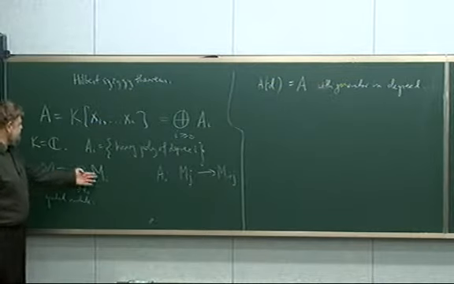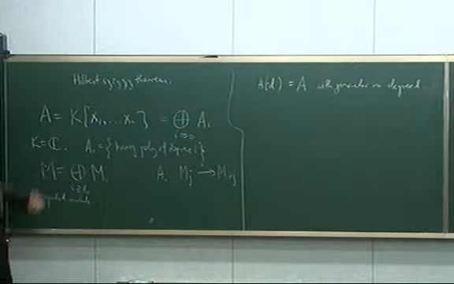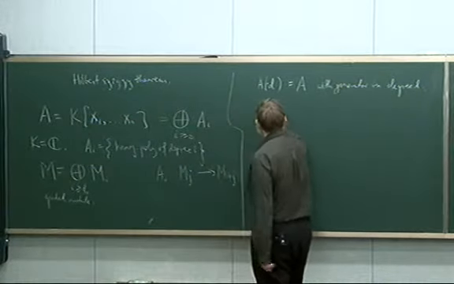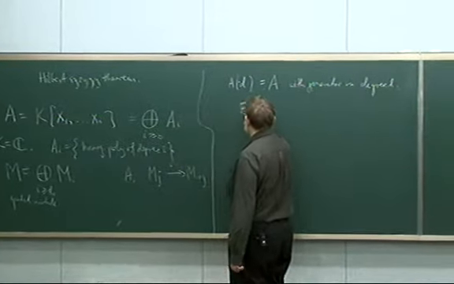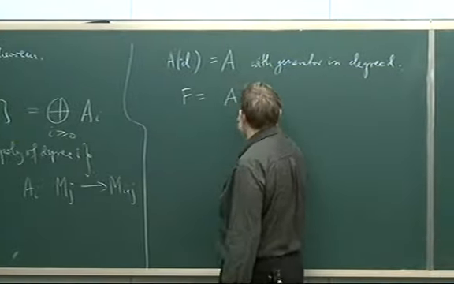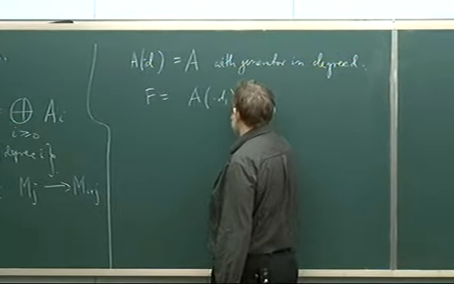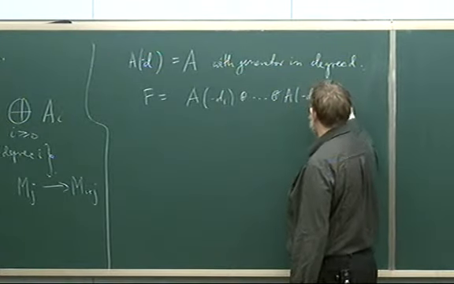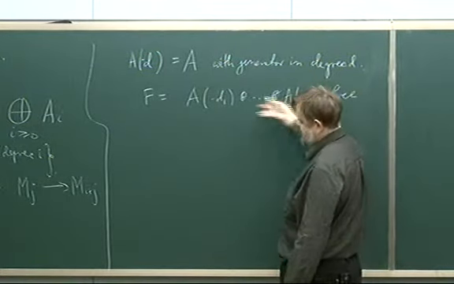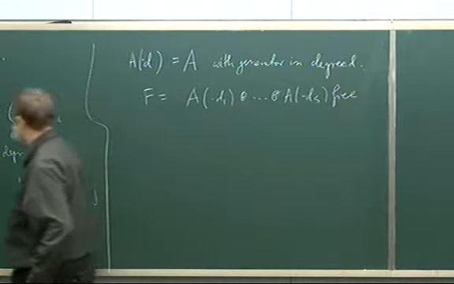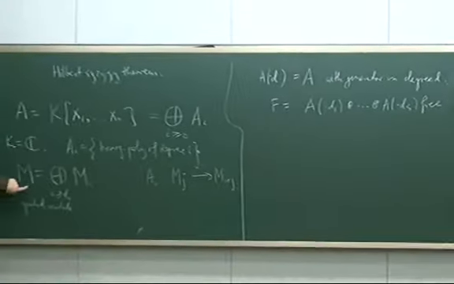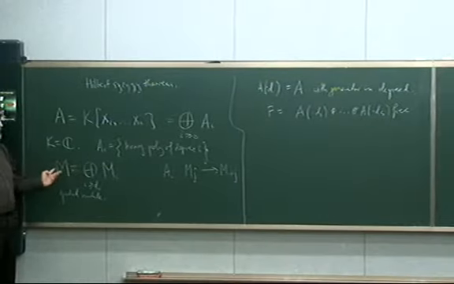So then how do we measure how far this is? A free module would be something like A(-d1) plus ... plus A(-ds). That's a free module. It has a basis, so there's nothing interesting really about it. If you know this ring, you know this module. But okay, how do we deal with a module which is not necessarily free?